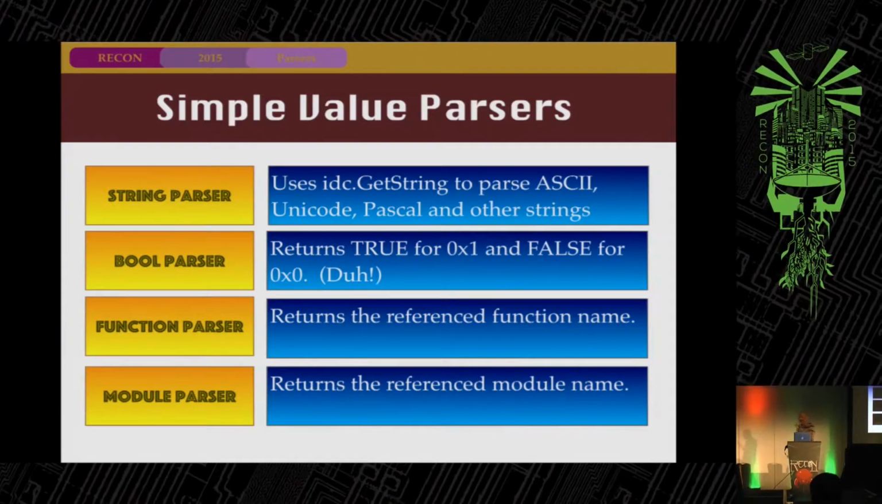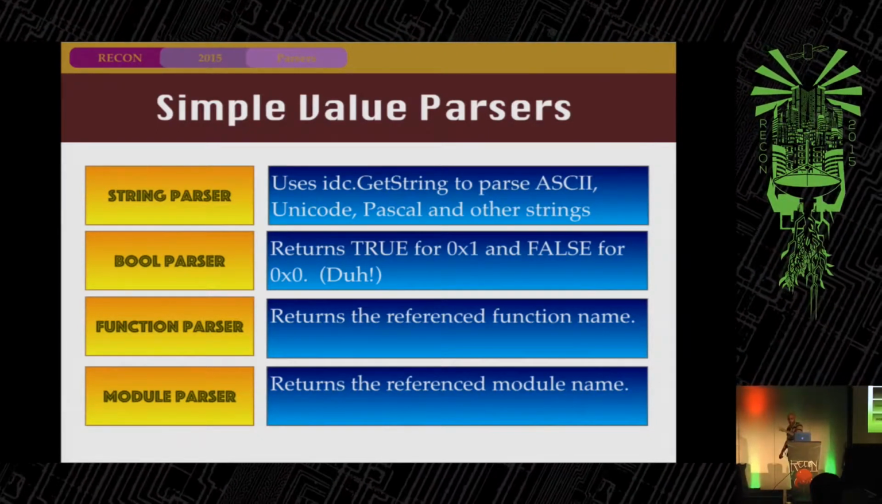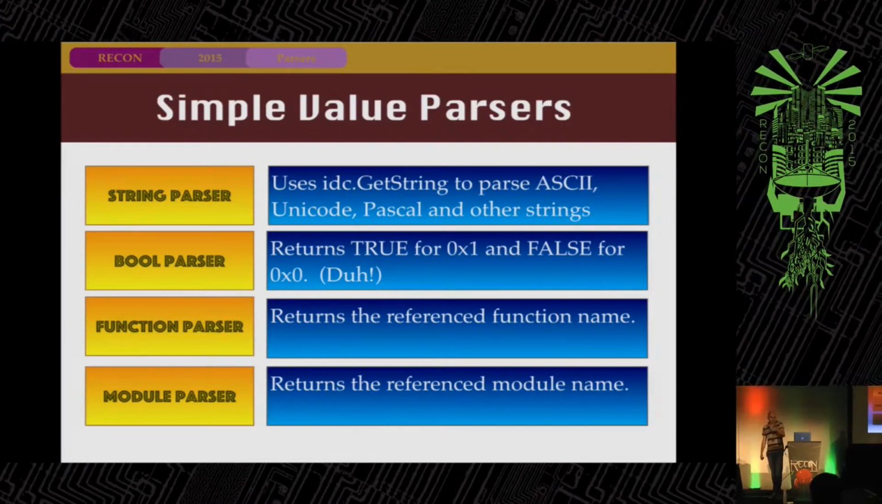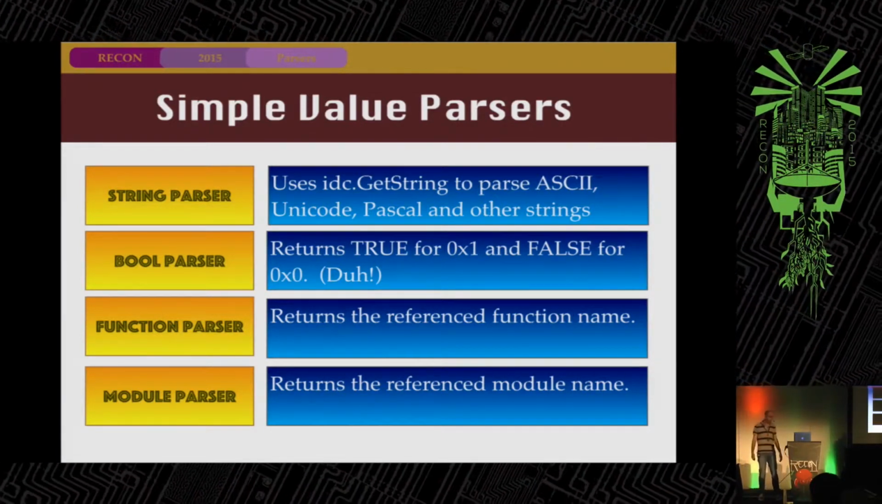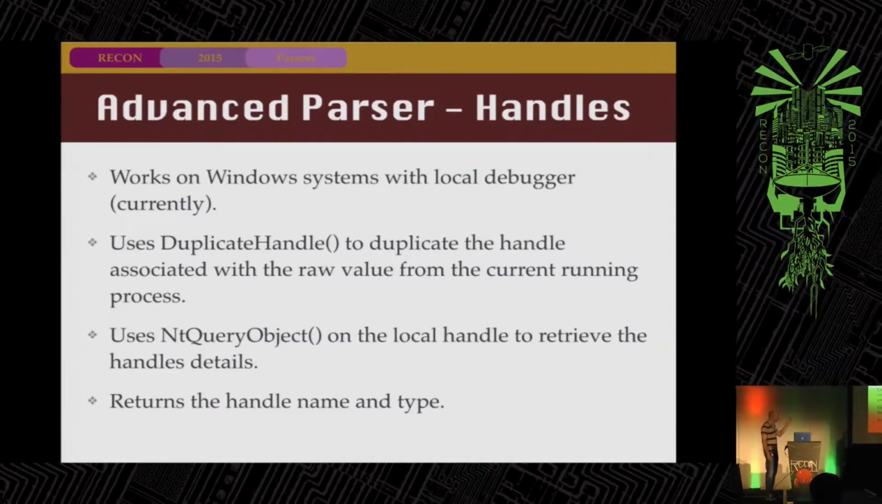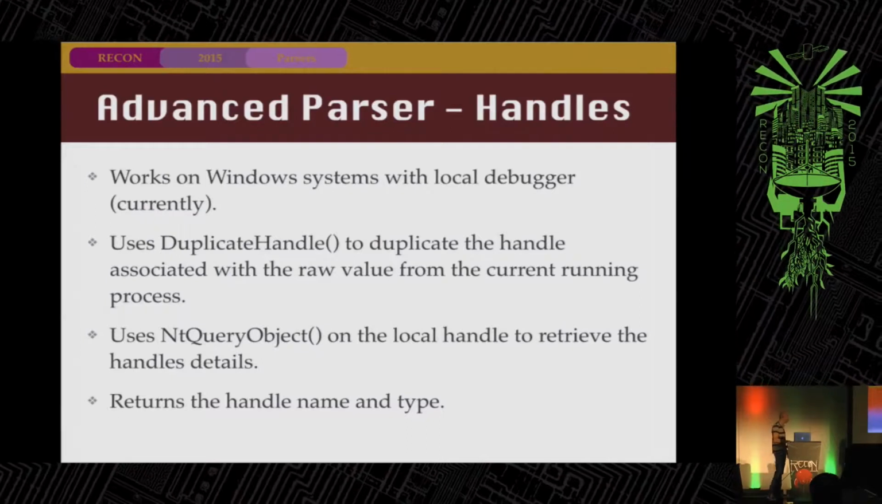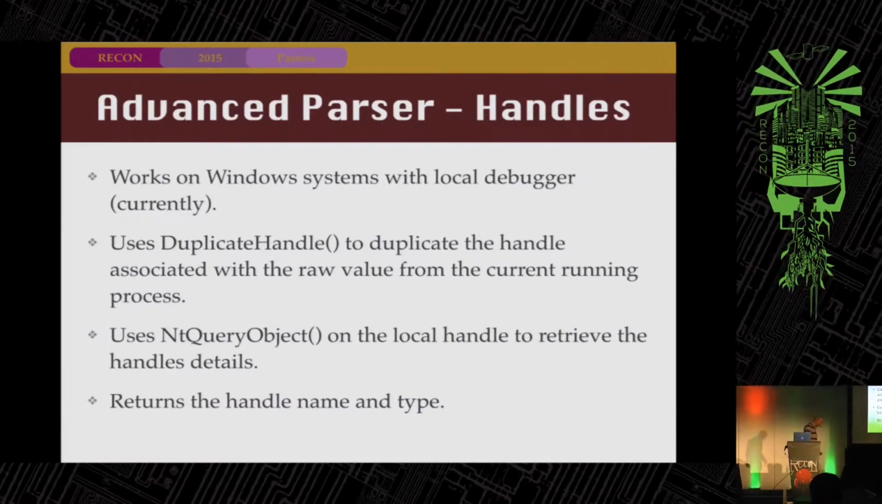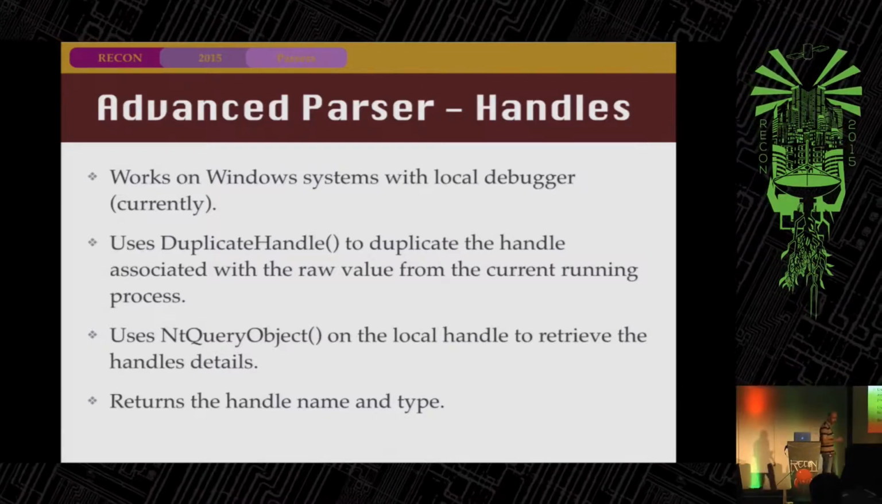So if kernel32, for example, is passed as an argument to a function, then we will see the string kernel32, and we will know that it's a module, so it will be really easy to work like that. A bit more advanced parser is the handle parser. We wrote this parser to handle Windows handles, and it works only on the local debugger, but it could theoretically work on the remote ones.